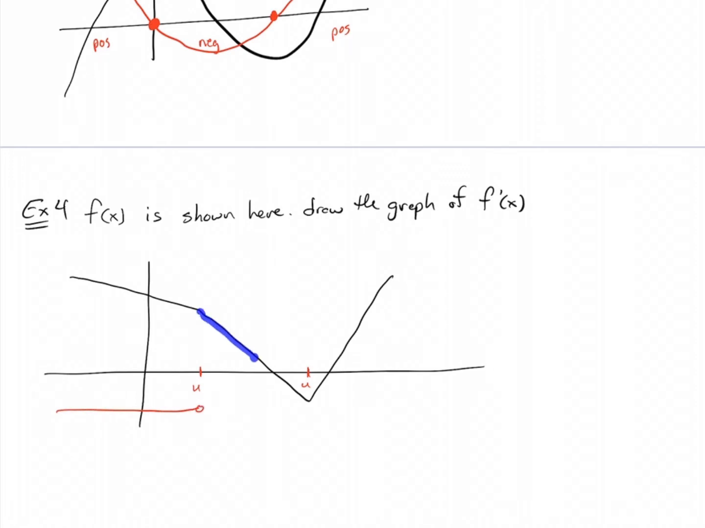From here to here, notice there's an abrupt change. From here to there, the slope is even more negative. And then here it makes an abrupt change to positive slope. I'm just eyeballing where to put these as far as how far up or down, but that's what the derivative of this thing would look like.